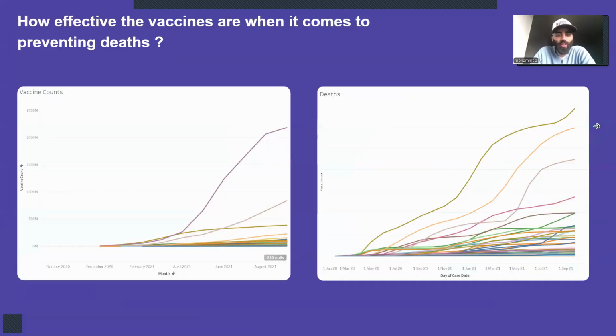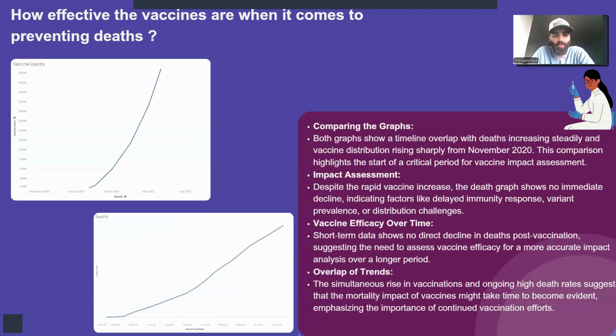Thank you, Sophie. First slide, in countries like India and USA, we can see a decline in the number of deaths when the number of vaccines increases. Now let's look at the... Examining the provided graphs, we observe a crucial overlap despite a sharp rise in vaccine distributions. Beginning in November 2020, death rates continue to climb steadily.